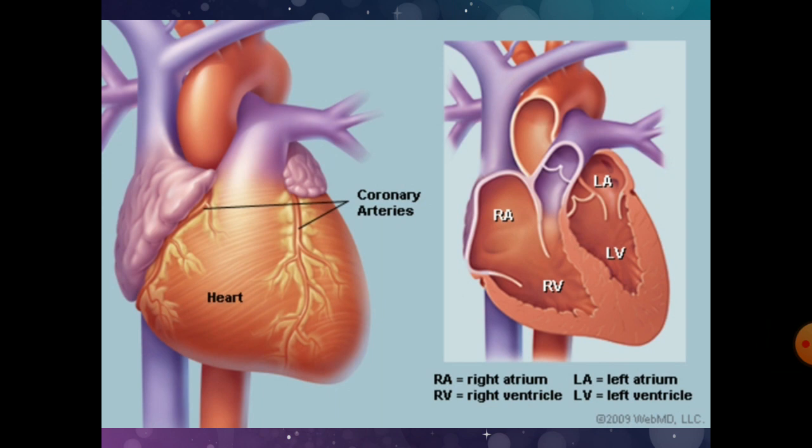On the right side, you can see the interior of the heart, and the interior of the heart shows the chambers: on the right side and on the left side, there is the right atrium, right ventricle, and left atrium and left ventricle.